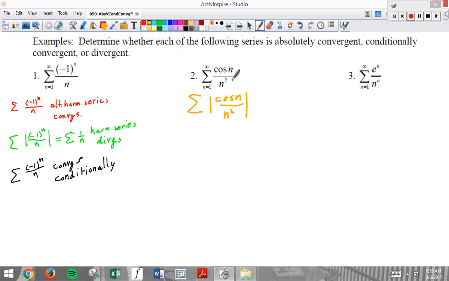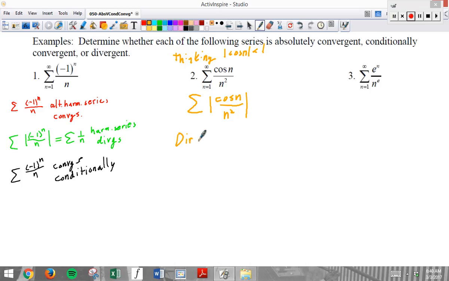Now, why? Why cosine and sine? Why would I want to use absolute value there? Because I know that the absolute value of cosine makes it always less than 1. In fact, cosine is always less than 1, but if you look back at the direct comparison test, I believe we always needed 2 positive series. These terms had to always be positive. So, that's good.